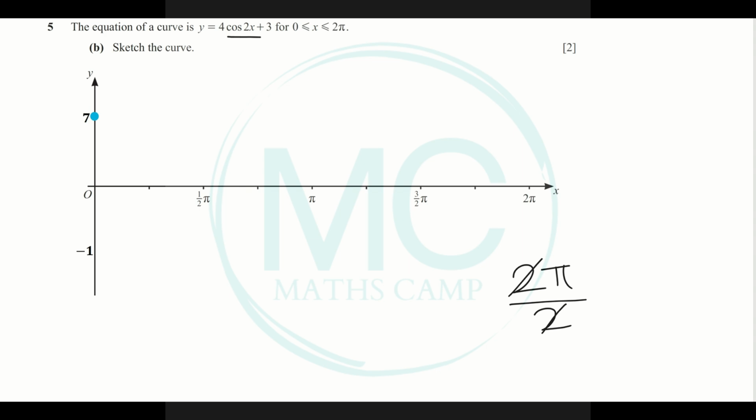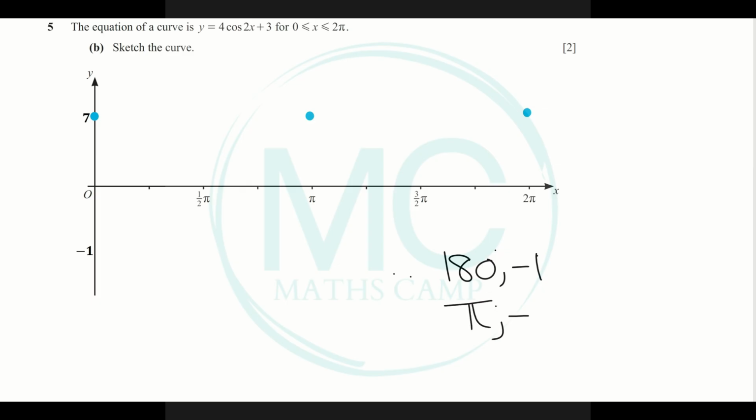So let's plot our maximum turning points. We have another one at (pi, 7) and a third one at (2 pi, 7). Now let's consider the minimum turning points of this graph. In a basic cosine graph, the minimum turning point sits at 180 degrees, negative 1, which in radians is (pi, negative 1). The interval is 360 degrees. So we have an interval of 2 pi.